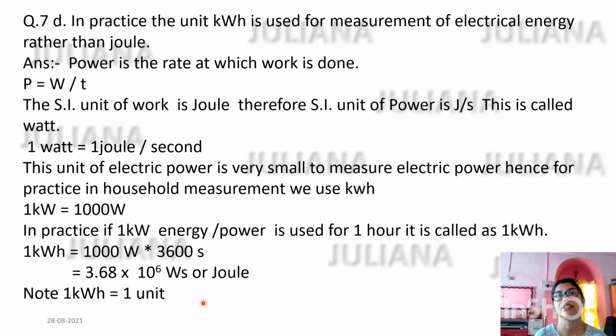We normally get our bills in units: 20 units, 40 units, 100 units, 300 units of electricity that we have consumed. So in this case we use units. 1 unit is equal to 1 kilowatt used for 1 hour.